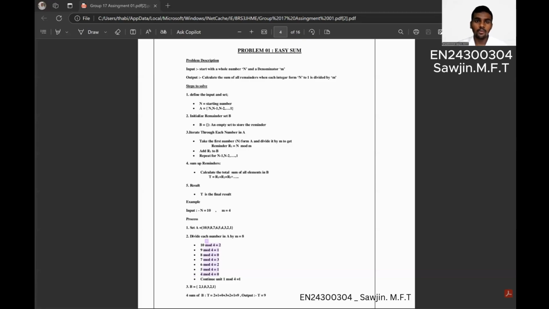Hello everyone. Today I will explain a problem where we calculate the sum of remainders. Step 1. We start with two numbers. N is the starting number, M is the divisor.